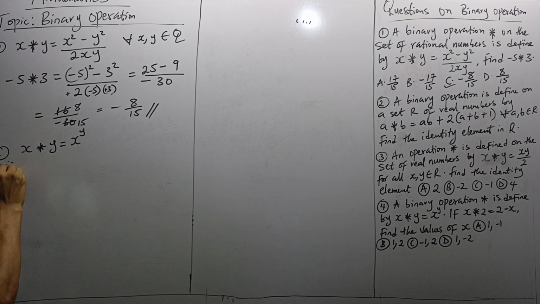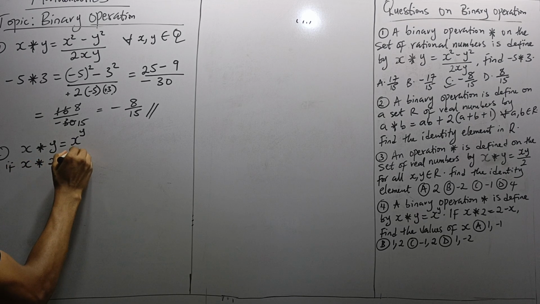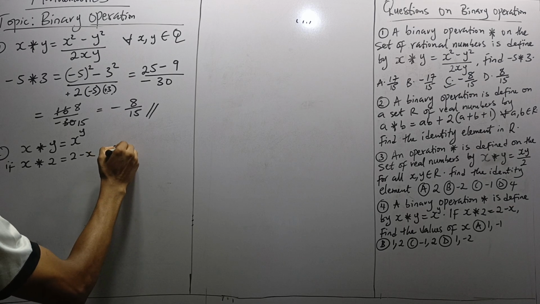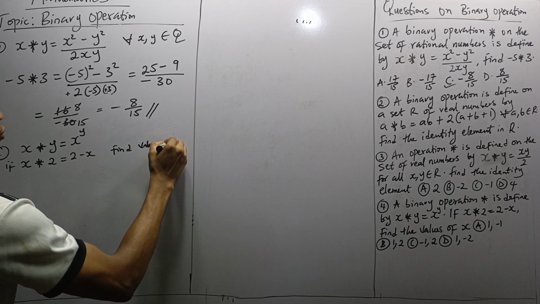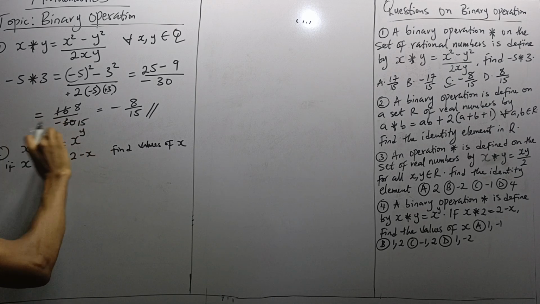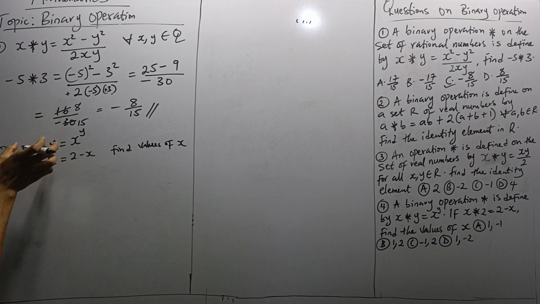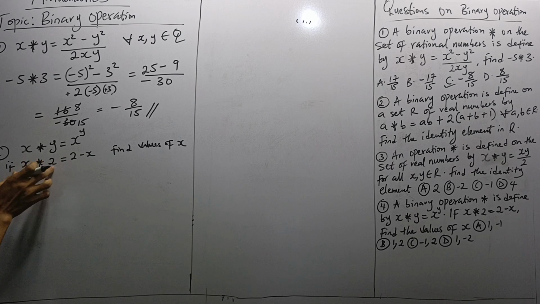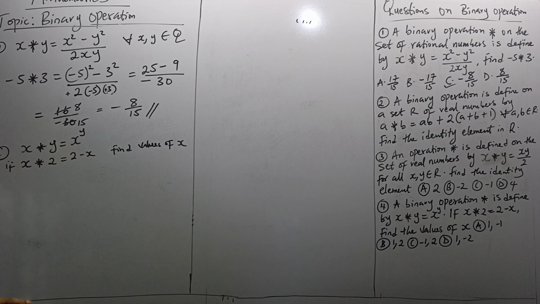So if x operation 2 is equal to 2 minus x, find the values of x. Now this is the general formula. With this general formula, they have already given us that x combined with 2 is 2 minus x. From this general formula, we can actually find this value. So we are going to begin. This will be our first equation. We'll form two equations in this case.